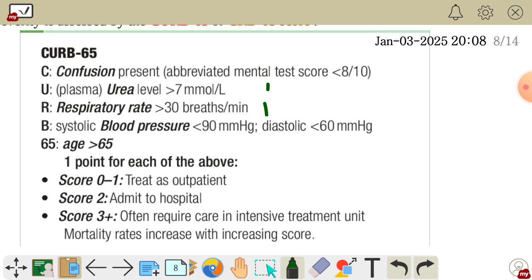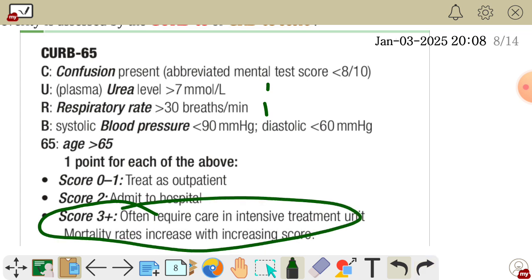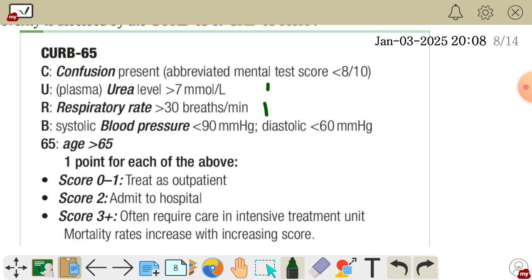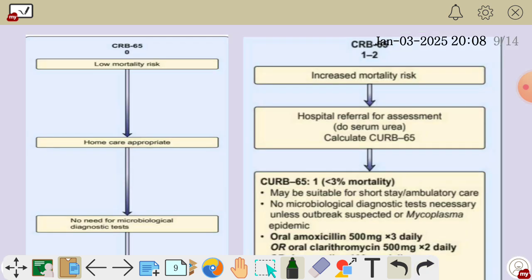Okay, and remember here the mortality increases. So the mortality is higher if the score is greater. The mortality rates increase with the increasing score. Okay, so that's how to use the CURB-65. And the CURB-65 can also help us in the treatment process.